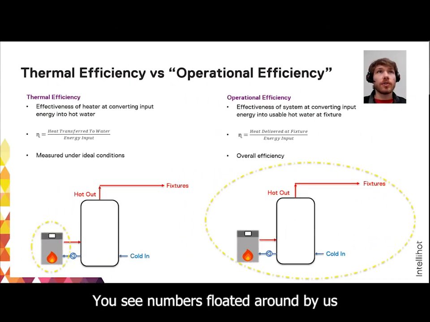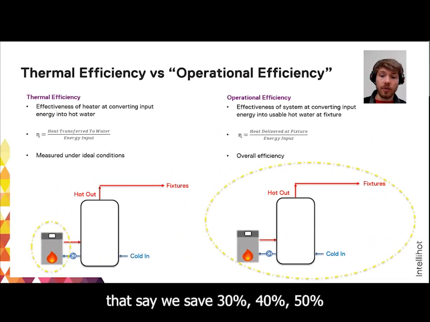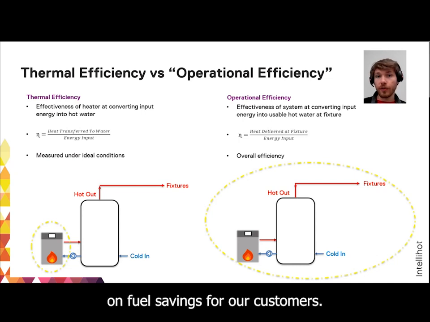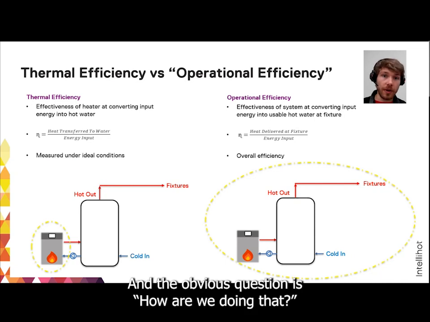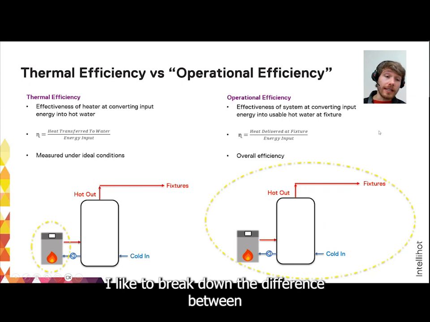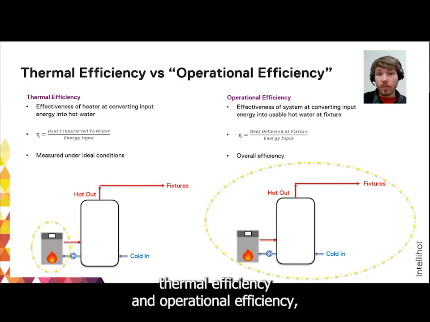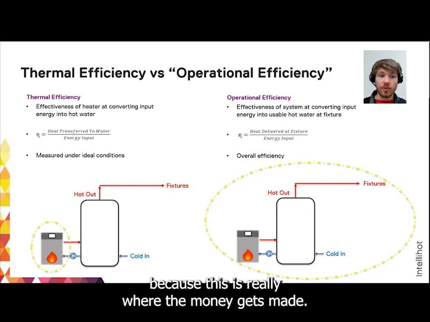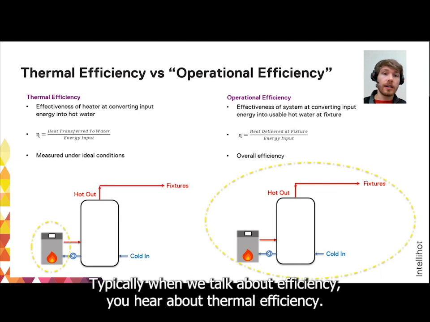You see numbers floated around by us that say we save 30%, 40%, 50% on fuel savings for our customers. And the obvious question is, how are we doing that? I like to break down the difference between thermal efficiency and operational efficiency because this is really where the money gets made. Typically, when we talk about efficiency, you hear about thermal efficiency.